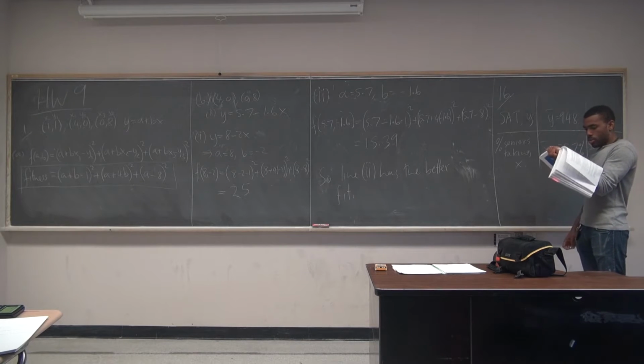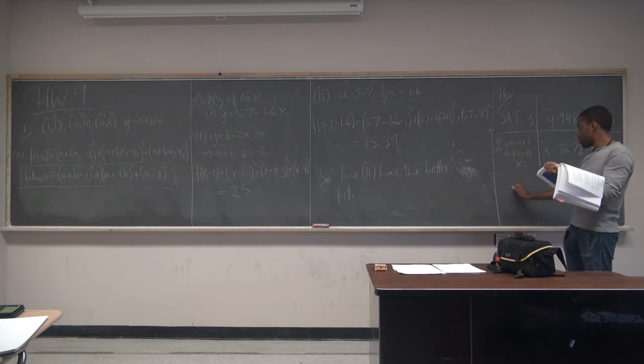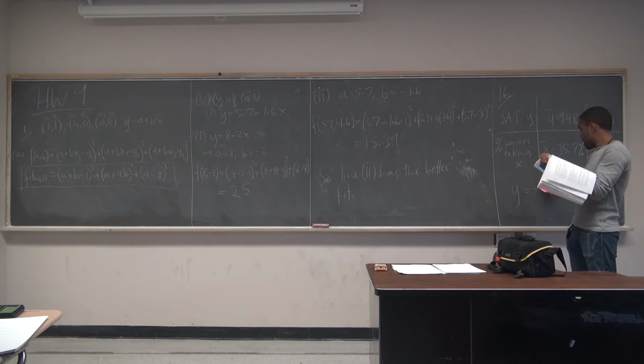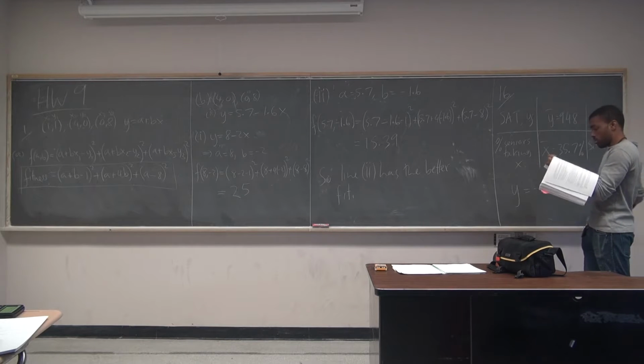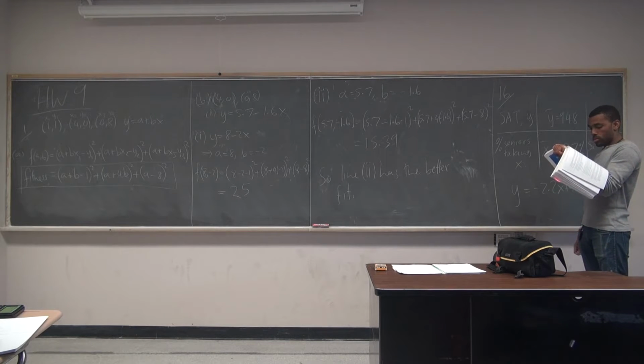Okay, the equation for the regression line, so they told us the regression line, is y equals minus 2.2x plus 10.4. As the percentage of students taking the test increases, what happens to the average SAT scores?